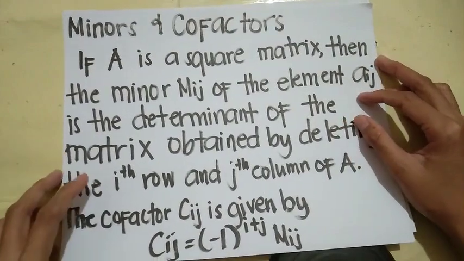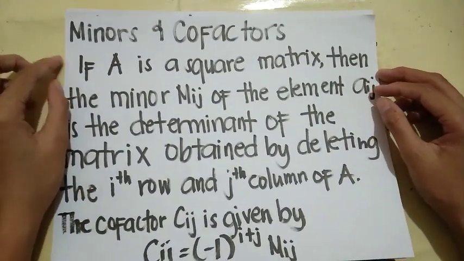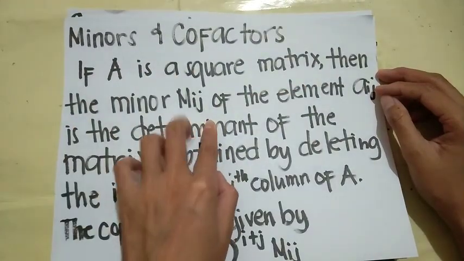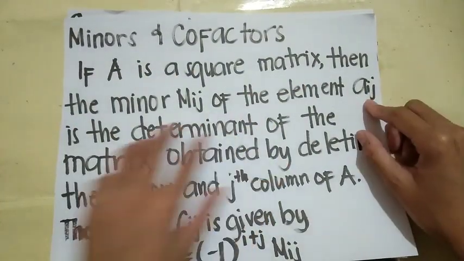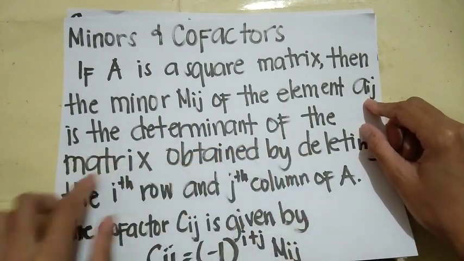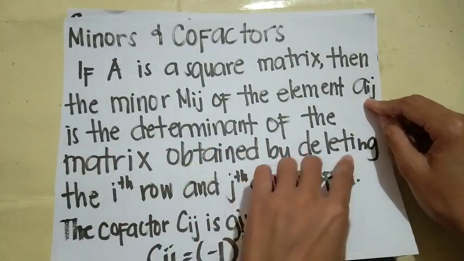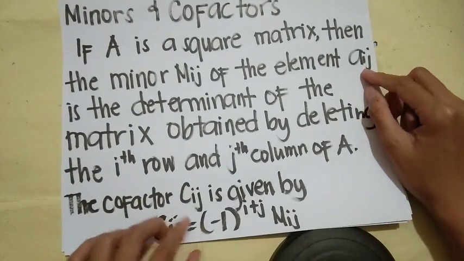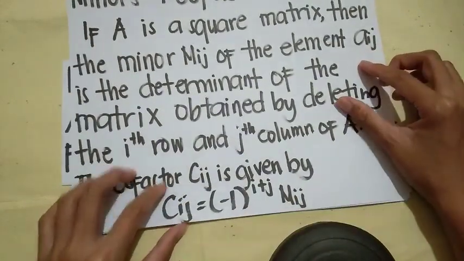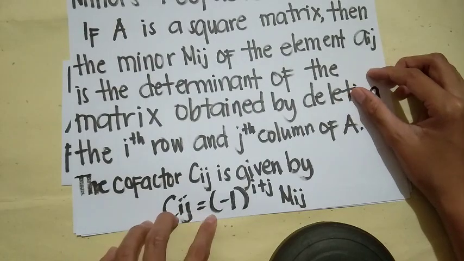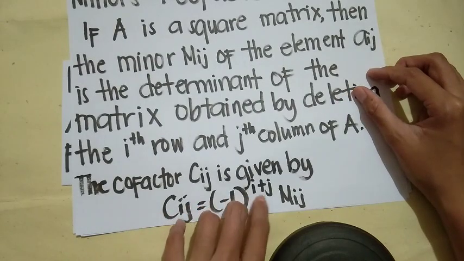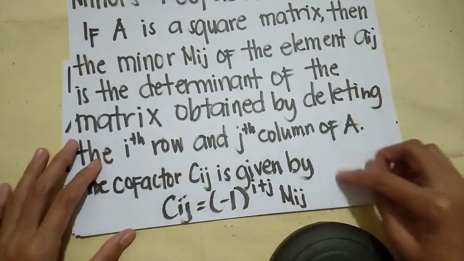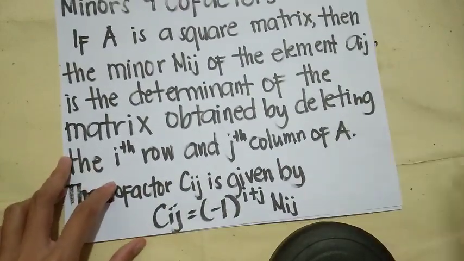Moving on to another definition, we have here the minors and cofactors. If A is a square matrix, then the minor M sub ij of the element A sub ij is the determinant of the matrix obtained by deleting the ith row and jth column of A. So the cofactor C sub ij is given by C sub ij equals negative 1 raised to i plus j times M sub ij. So later on, we're going to use this as well in our example.